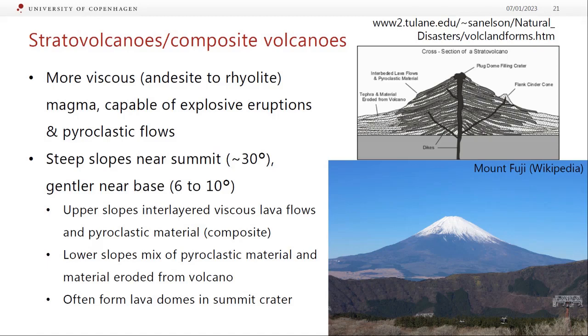On the lower slopes, the lava flows aren't making it all the way down because they're viscous and can't flow very far. So the lower slopes are just tephra, volcaniclastic deposits, or material that's eroded from higher up in the volcano. So these are the opposite of shield volcanoes. They're steep near the middle and then they shallow out towards the edges. Mount Fuji is a classic example of this, and it's a really beautifully shaped volcano.